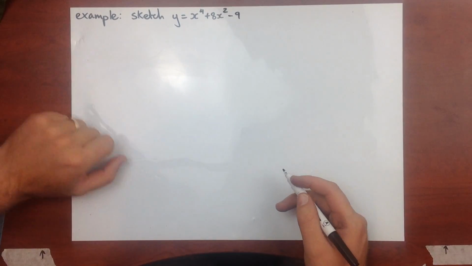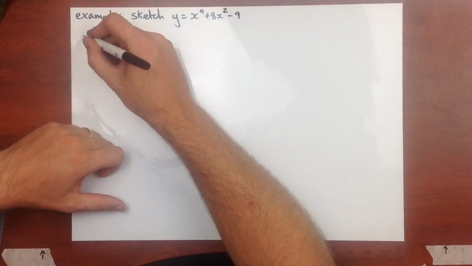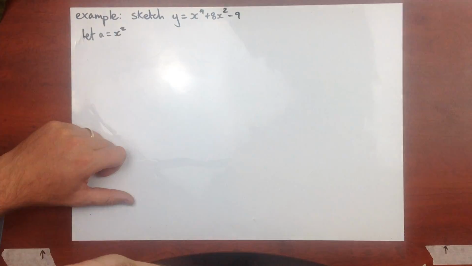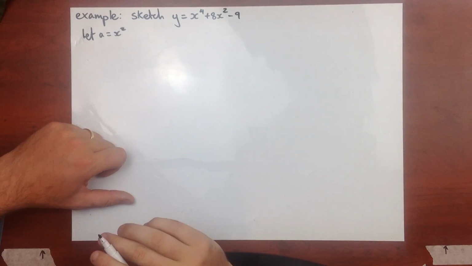Okay, we can do a sneaky little substitution. So what we can do is actually say let a equal x squared. Okay, nice little trick to do here.